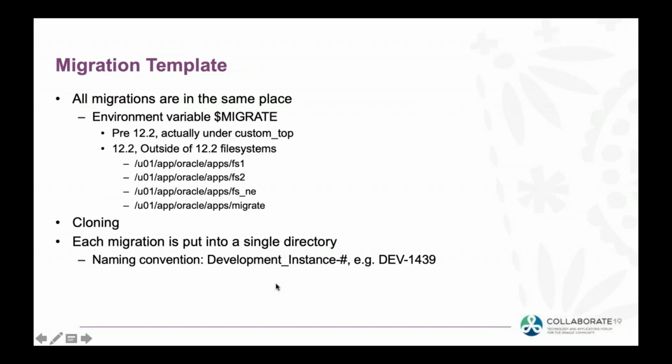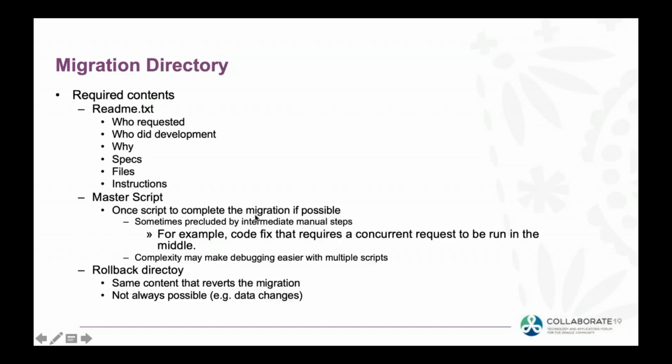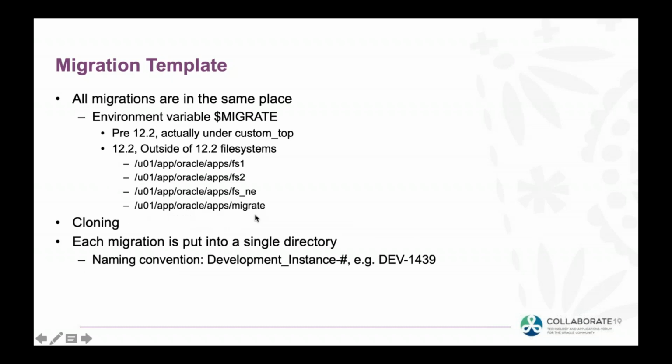But so a simple thing to do is put all your migrations in the same place. I set an environment variable $MIGRATE. Pre 12.2, it was under my custom top. Outside of 12.2, I have a u01 apps Oracle apps migrate directory, so it's on the same level as my file systems. Because it's out from underneath the file systems, it's not part of the migration.